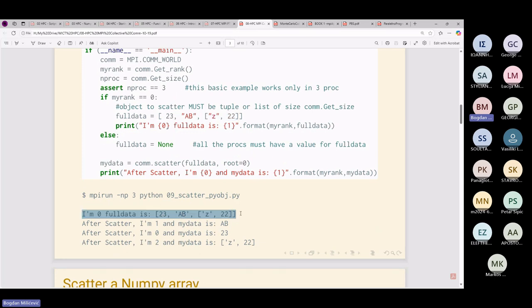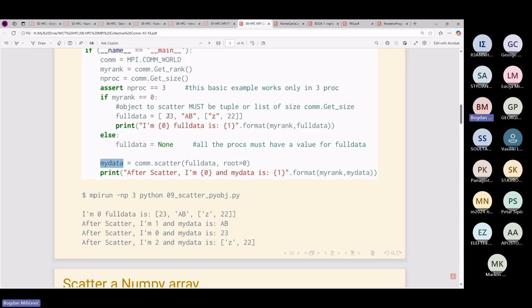The full data is at the 0th process. The first process has AB, of course. The 0th process has 23, and the second process has this set and set Z and 22. Okay, so this is the scatter function. This is the full data, and this is from whom we are scattering the data, and the result will be in my data. So full data is the full array, then from whom we are scattering, and everything else will be in my data.